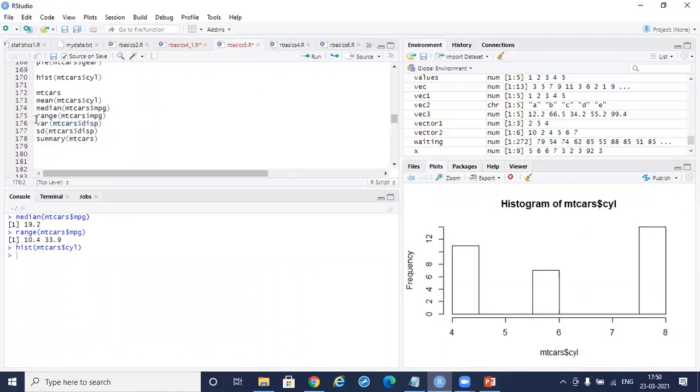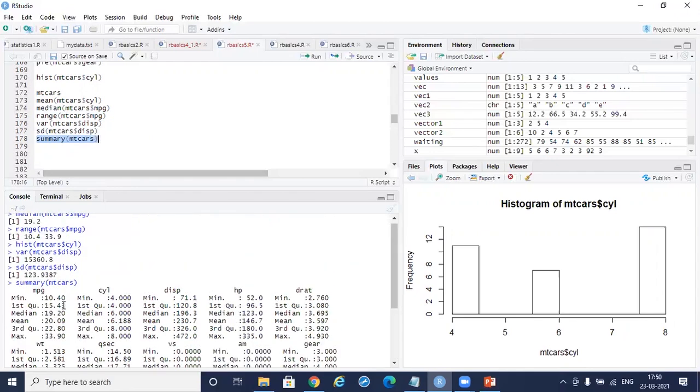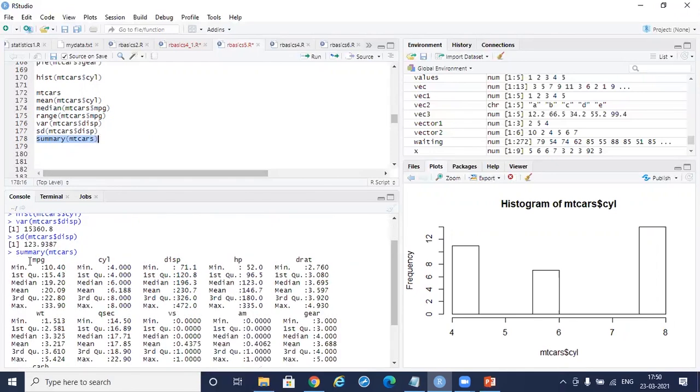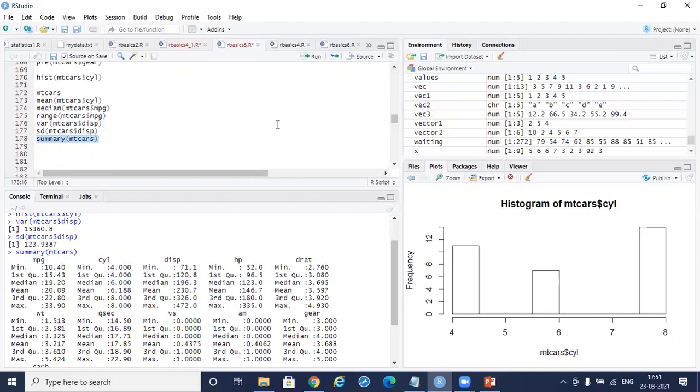Variance is 15,360. Standard deviation of displacement is showing 123.93. Summary: if I want to take the entire mtcars as one, here it shows all the details of each and every column.